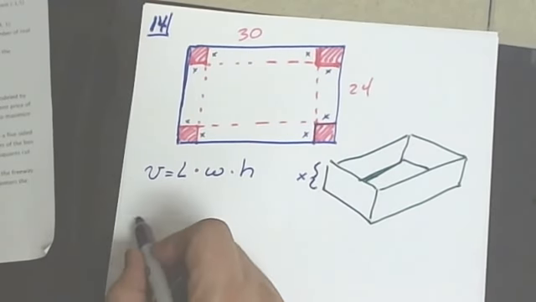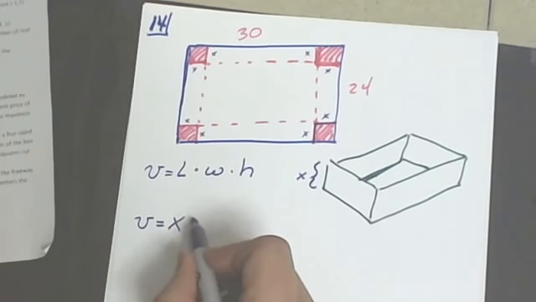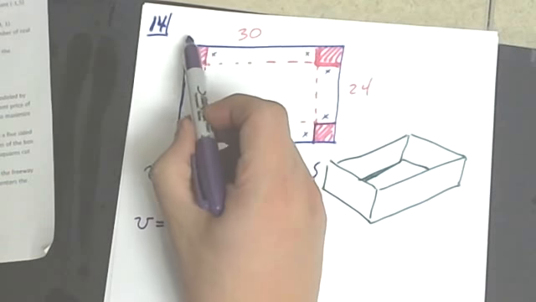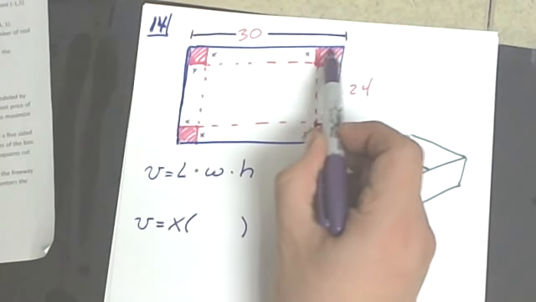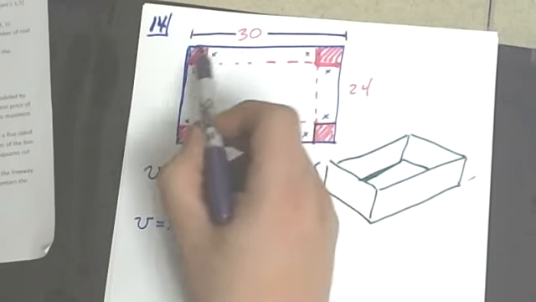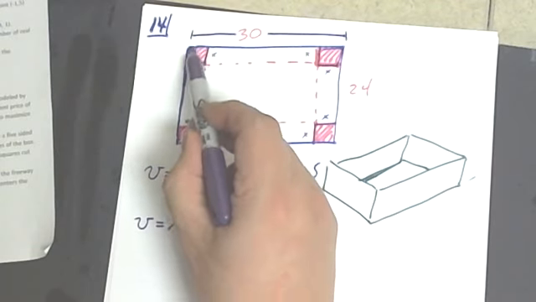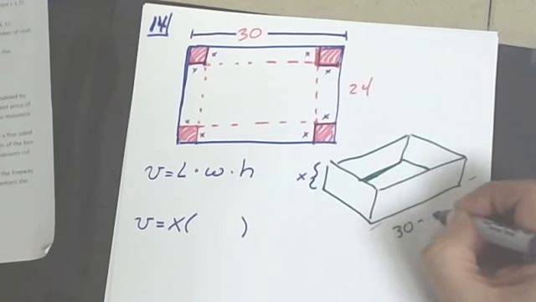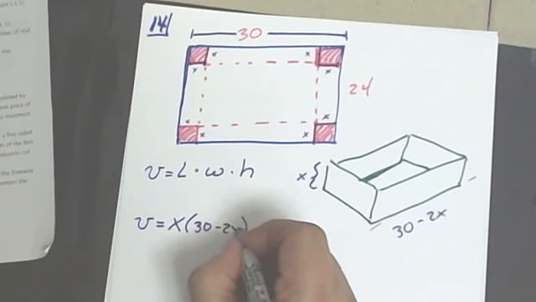So that height is going to be x. So for our volume, we can let the height be x first. Now we need our length and our width. Well, this length all the way across was 30. But we've taken two chunks out of it to make this length. We've taken that 30 and removed 1x, 2 x's. So this length is now 30 minus 2x.